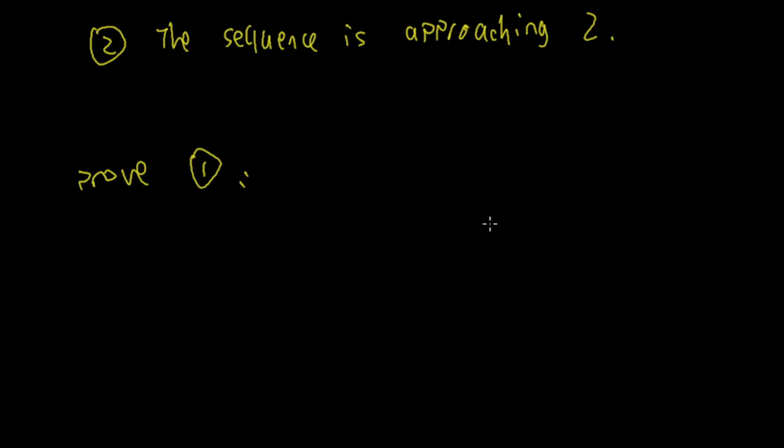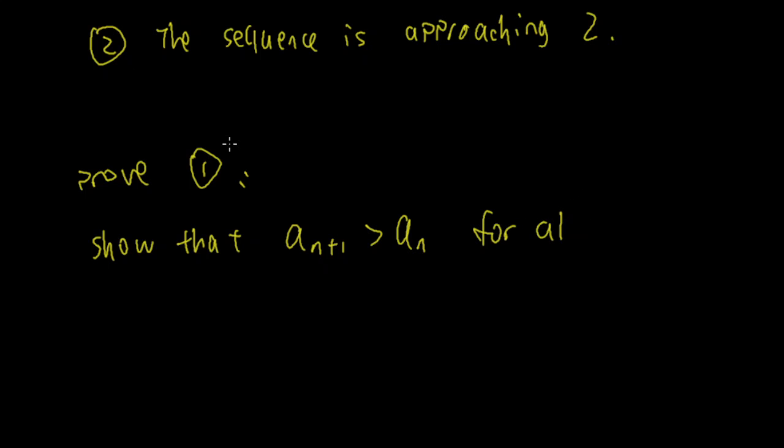Okay, what does that mean? That means we need to show that a of n plus 1 is greater than a of n for all n greater than or equal to 1. Like I said before, right? Because the first term we start with is a of 1. So n has to be at least 1. It cannot be 0. Okay, so we have to show this. And how do we do that? Well, we use mathematical induction, okay?